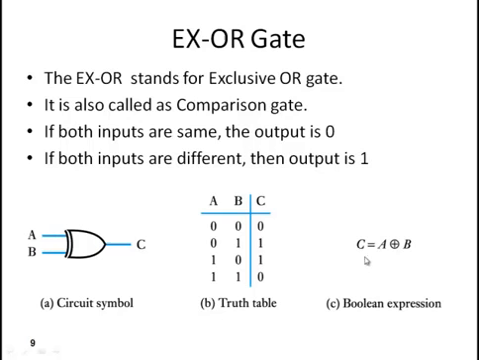Its Boolean expression is this, that is plus within a circle. This is the Boolean expression for the XOR gate. Further, it is also called a comparison gate because you can see from its truth table that the output is high only when the inputs are different. Hence, this gate can be used for comparison purposes, hence the name.